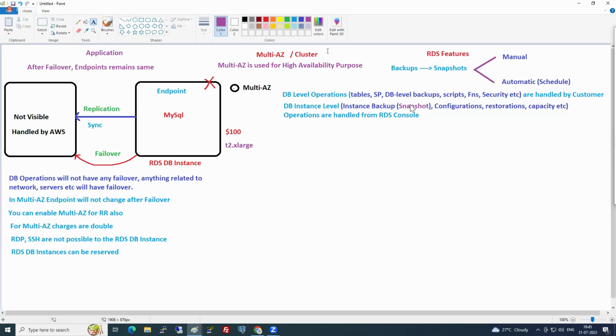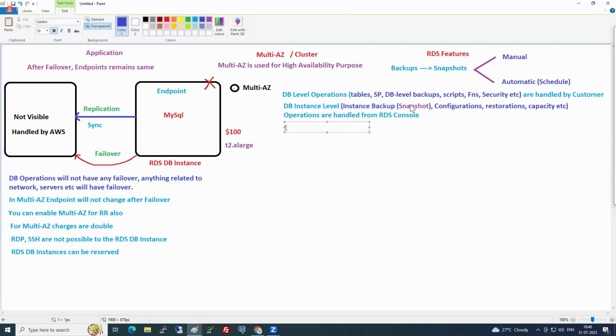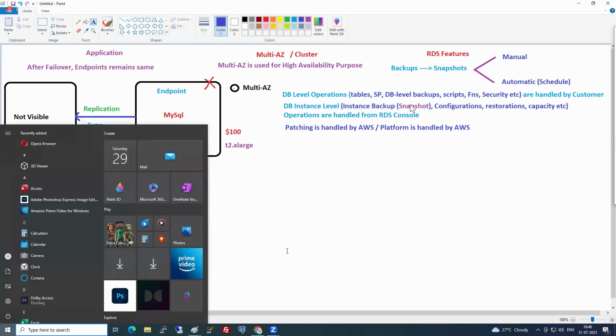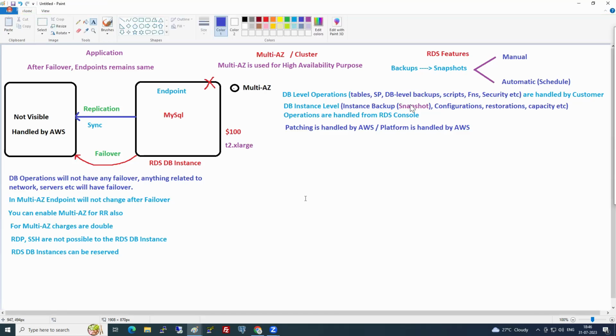Who will take care of patching your DB instance? AWS. So patching is handled by AWS. That means the whole platform is handled by AWS. We should know correctly what should be handled by us and what should be handled by AWS. Patching meaning updates. You see updates, Windows updates here. For database also, there will be updates for your engine, Hussein.